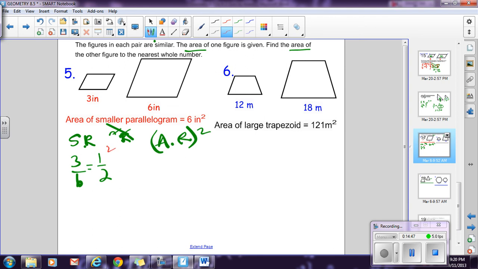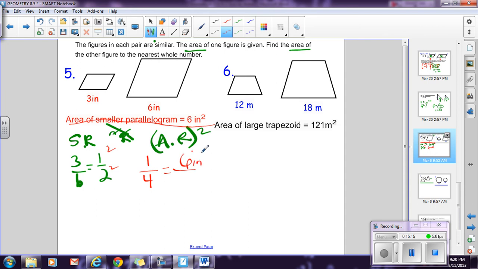There we go. I square the 1 and square the 2. The new ratio becomes 1 over 4, because 1 squared is 1 and 2 squared is 4. Now, they tell me the area of the smaller parallelogram is 6 inches squared. Meaning, I'm going to set up a proportion. The smaller parallelogram is represented by that 1, so I'm going to put the 6 inches squared here.